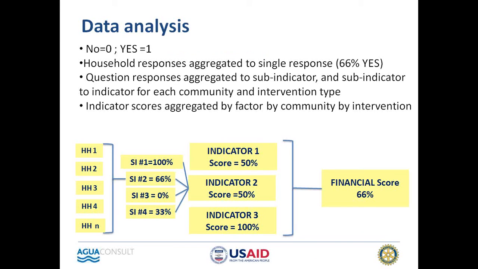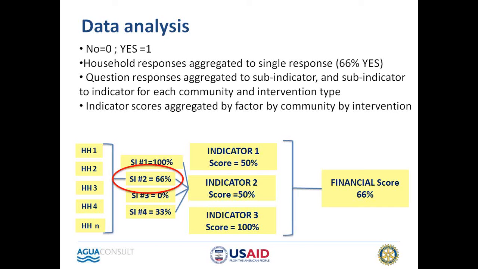So once the data is collected, the field-coded data will be in the form of a no or yes response. The way it can be analyzed is by just looking at the percent yeses. In this example, we have a number of household responses in the far left column, and those would be aggregated to a single sub-indicator response. In this case, let's say that 66% of the households responded yes.